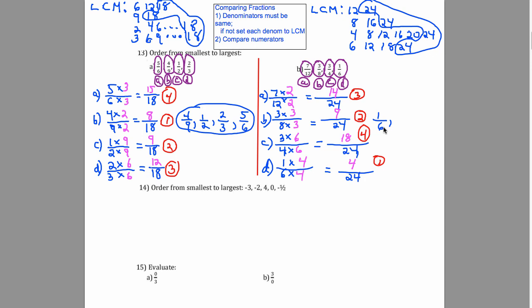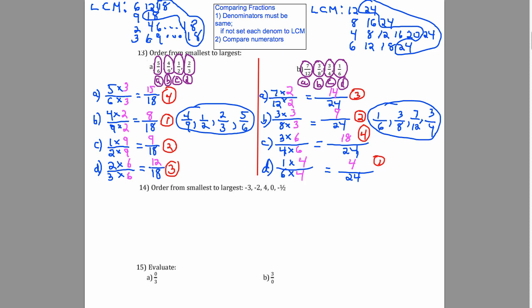Fraction, or equivalent fraction, number 2 was 9/24ths, but that corresponds to 3/8. Number 3, we'll use 7/12. And number 4 is 3/4. So this sequence, which I'm now circling, is the final answer from smallest to largest.